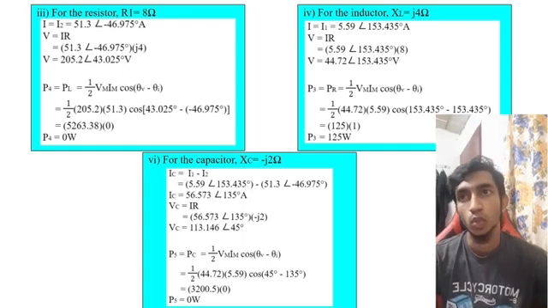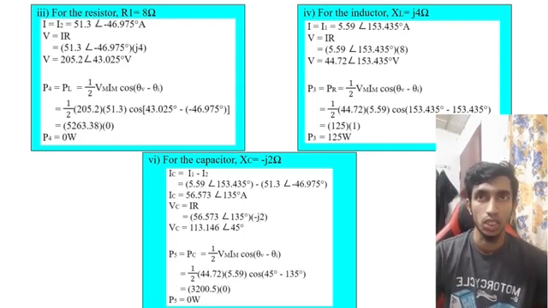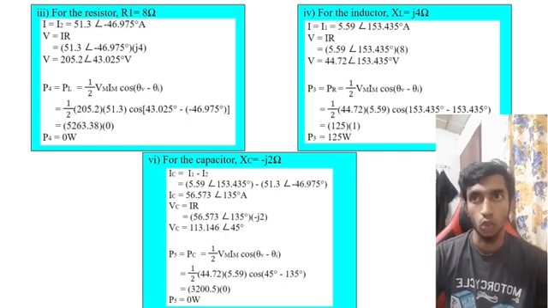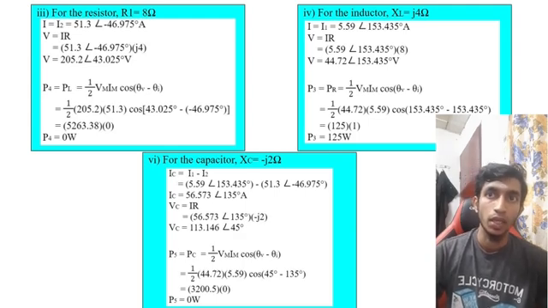Mostly the average power absorbed by the inductor and capacitor is 0. This is because in this circuit, the inductor and the capacitor are called purely reactive impedance. The purely reactive impedance absorbs no average power and they are often called lossless elements.